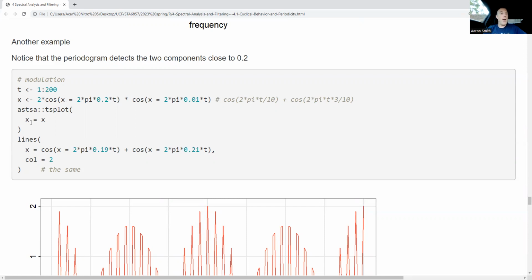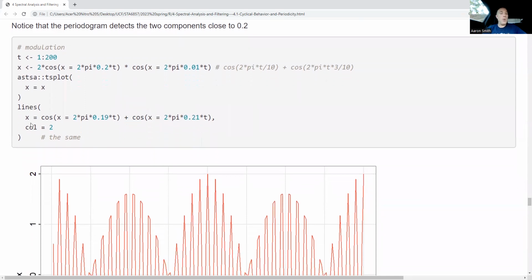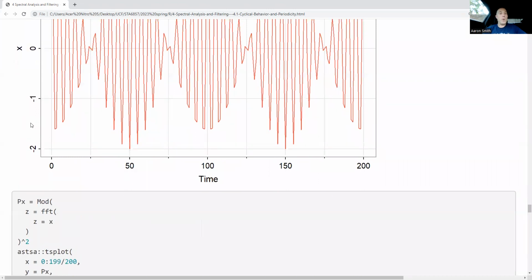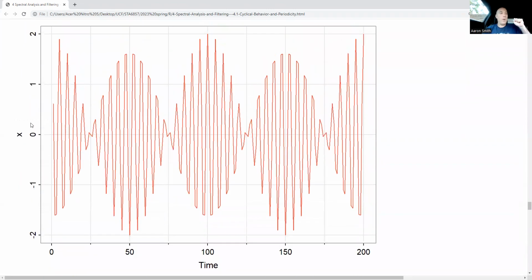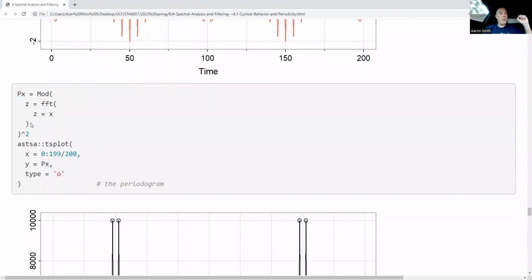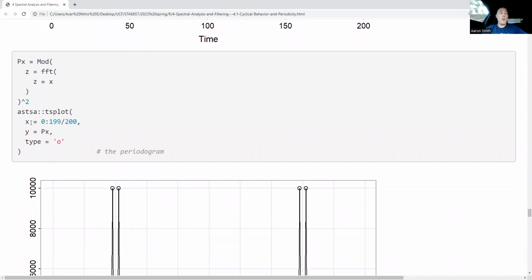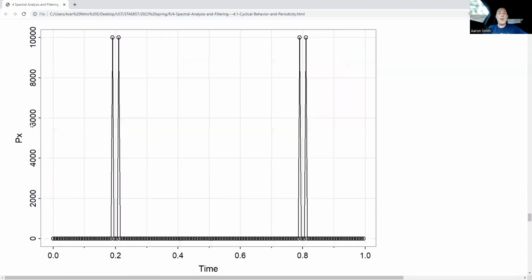When I take the x value and actually run my periodogram, here's my actual observed time series. When I run through the fast Fourier transform and plot the periodogram, you'll notice that it actually detects both of them, the 0.19 and the 0.21, even though they're pretty close to each other. This is very nice.